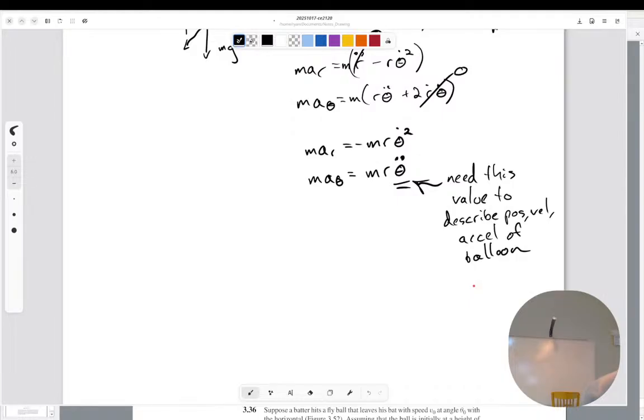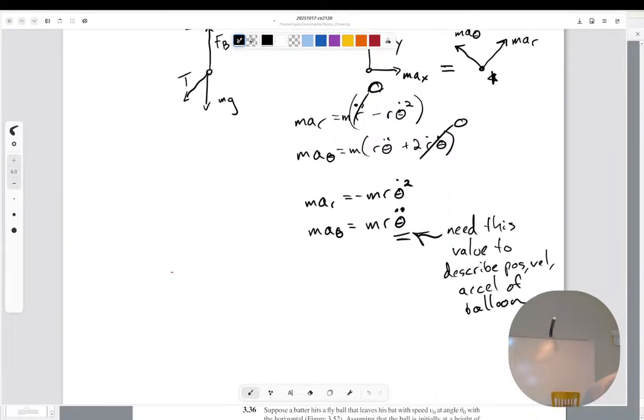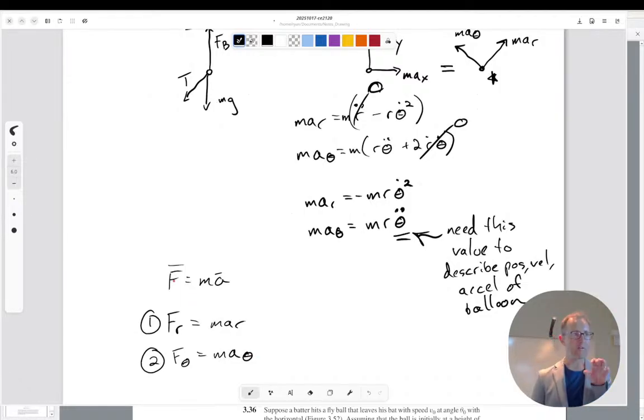So try it out. F equals ma. Write out the sum of the forces in your r direction and the sum of the forces in your theta direction. Try plugging those in and we'll see where we end up.